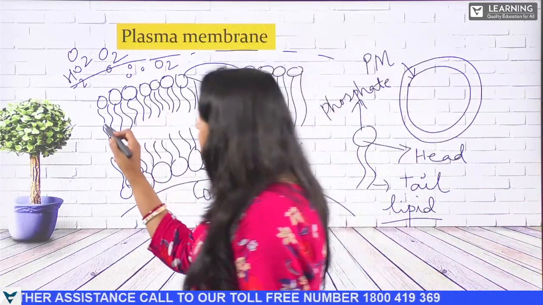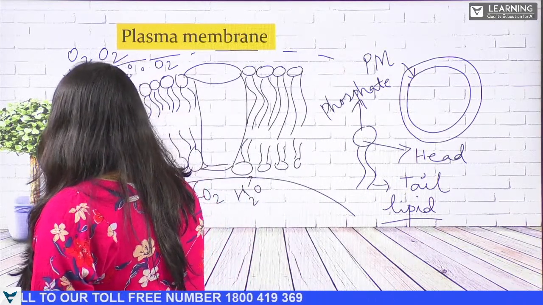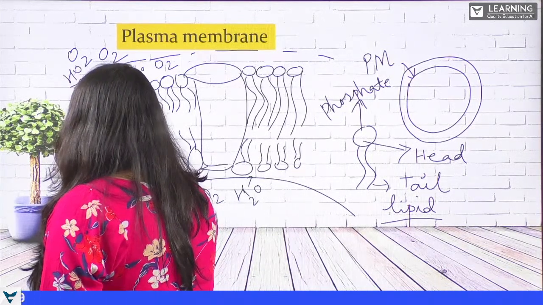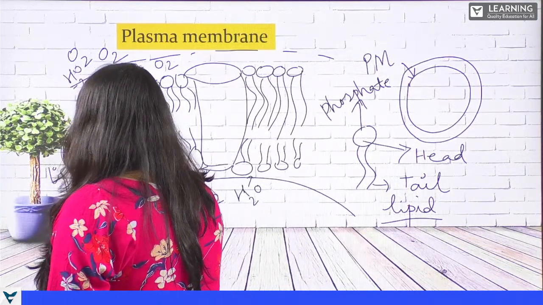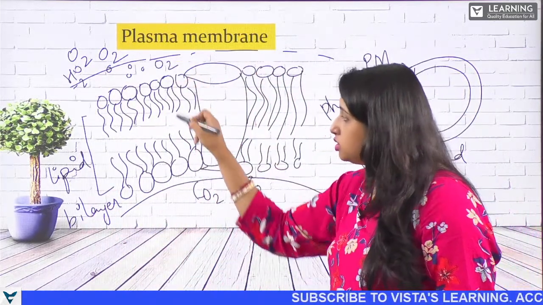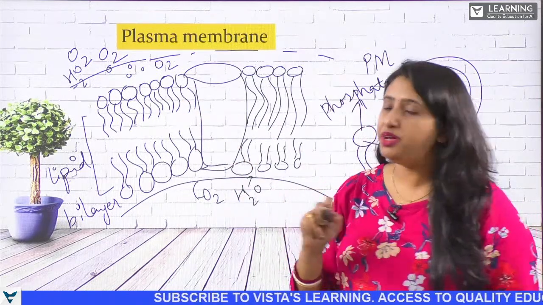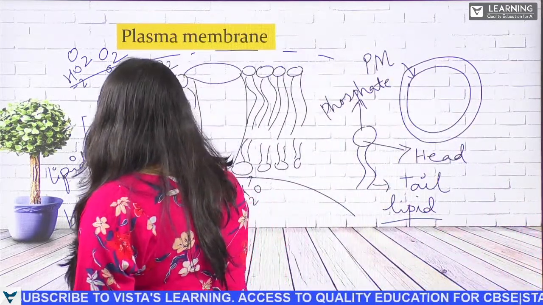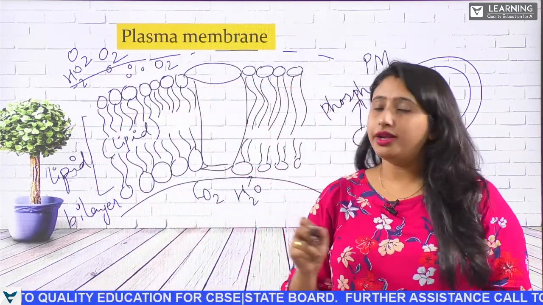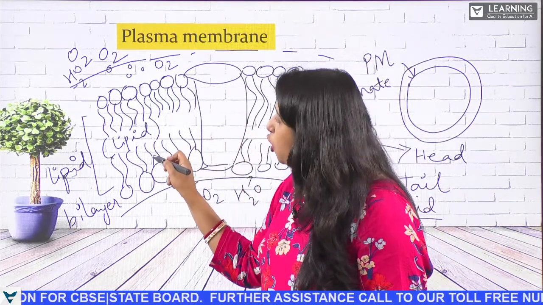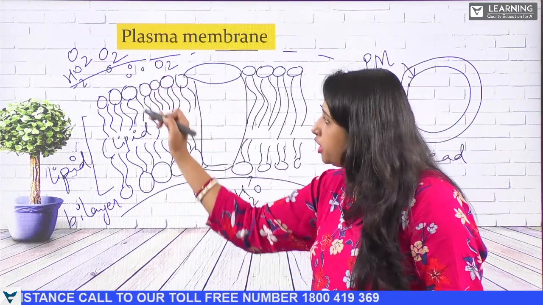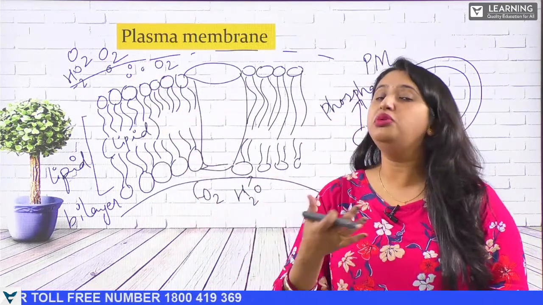Now here, it is made up of a lipid bilayer. If a molecule needs to cross this, it should be soluble in the lipid, because here you can see it has a hydrophobic tail, which is made up of lipid. So if a molecule wants to cross, it should be soluble in the lipid.